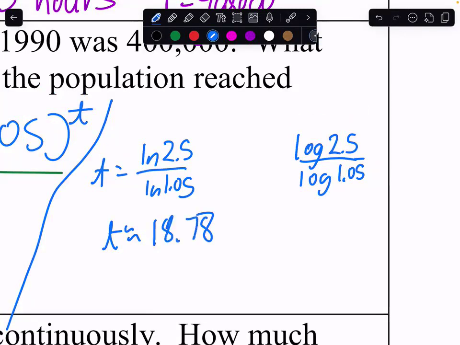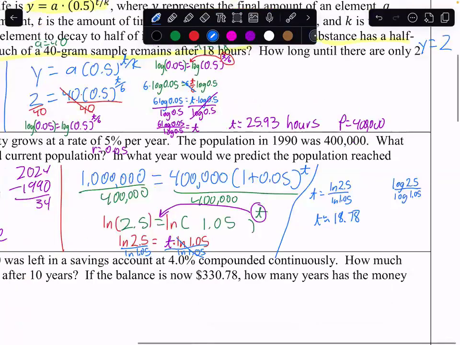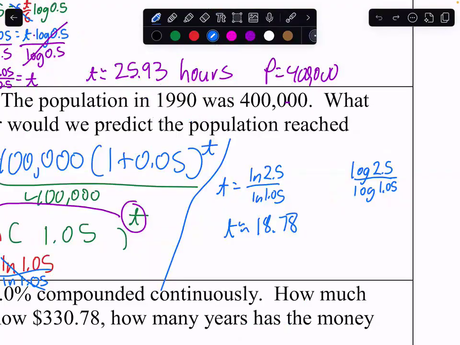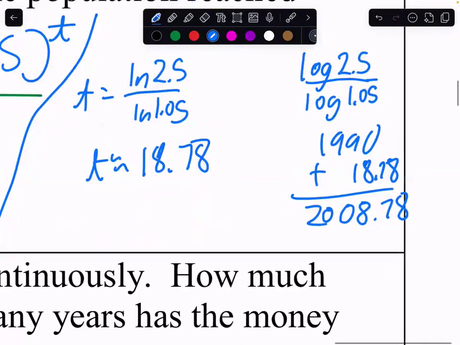Okay, so this was not the answer though, right? The question was not how many years have passed. The question was in what year? So remember, the problem started in 1990. So 18.78 years have passed since then. Okay, so 2008.78.